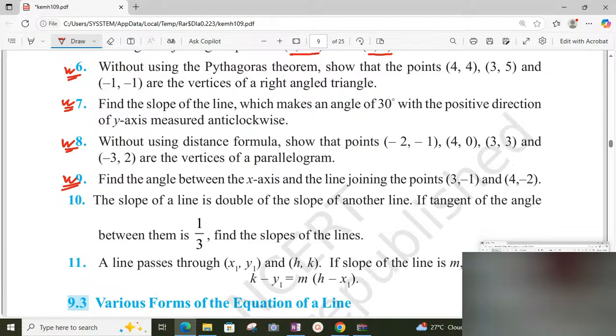So here is question number 9. Now I am going to read this question. Find the angle between the x-axis and the line joining the points 3, -1 and 4, -2. Of that there is no problem to understand the question. So the slope of the line joining the points 3, -1 and 4, -2 will be, according to y2 minus y1 by x2 minus x1, -2 plus 1 by 4 minus 3.